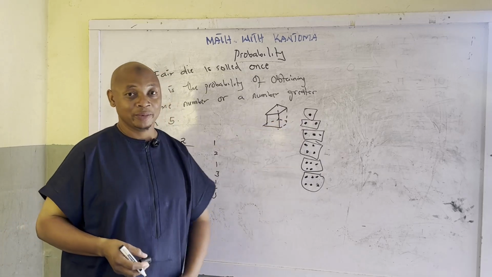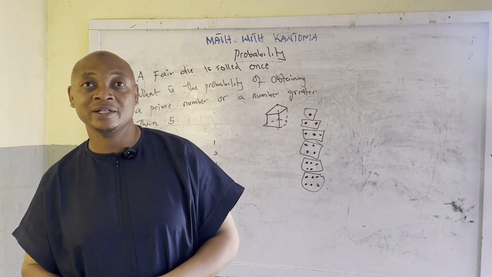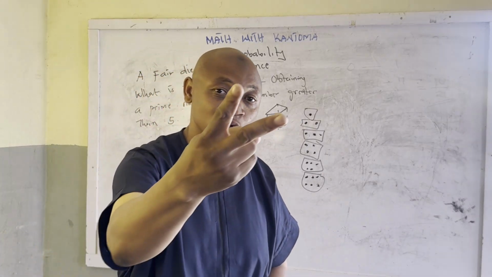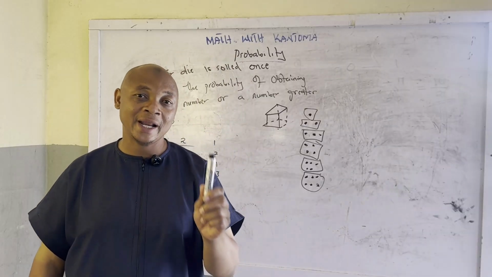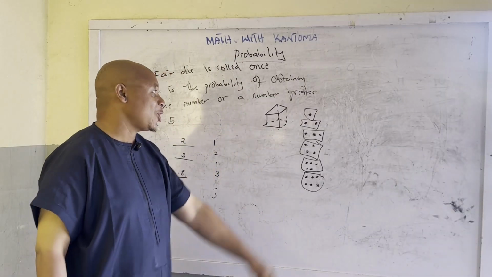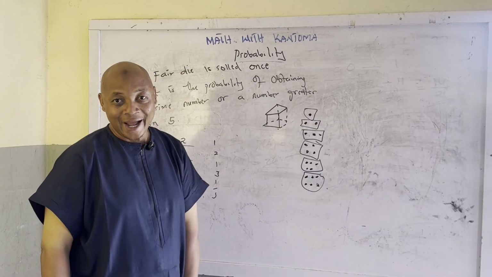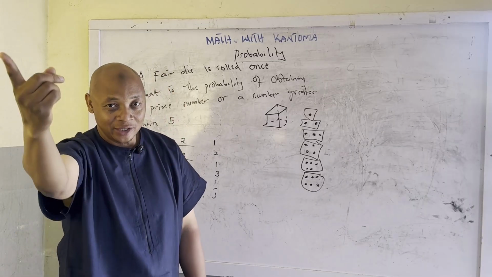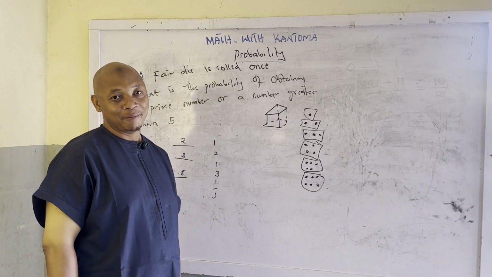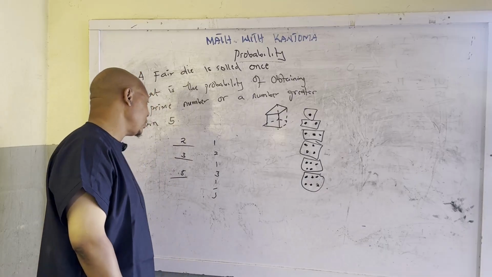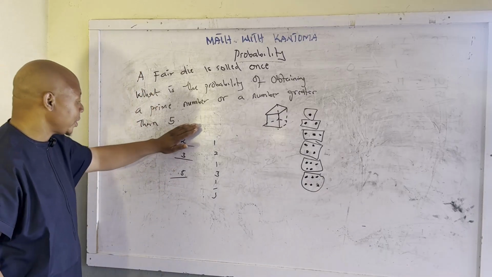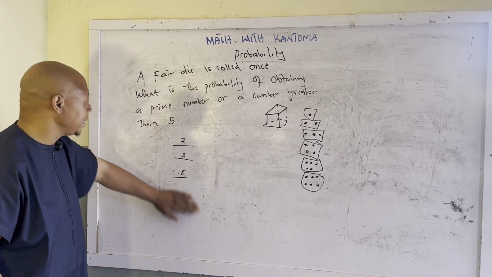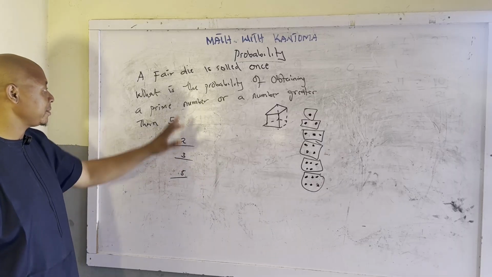1 is also not a prime number because we said one of the characteristics for it to be a prime number is that it must have 2 factors, 1 and itself. So now the factor of 1 is 1. Apart from 1, you cannot have any number. So therefore, 1 is not a prime number. Now, going back to our question, we have only 3 prime numbers.